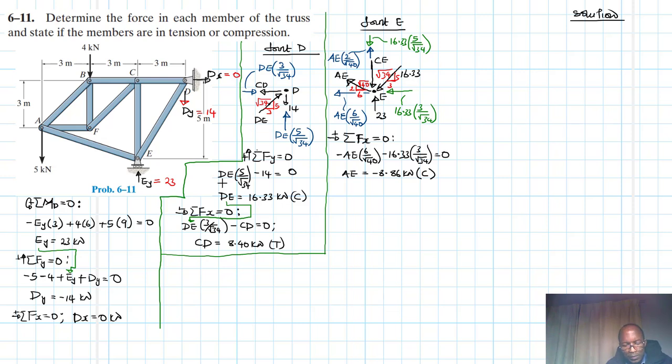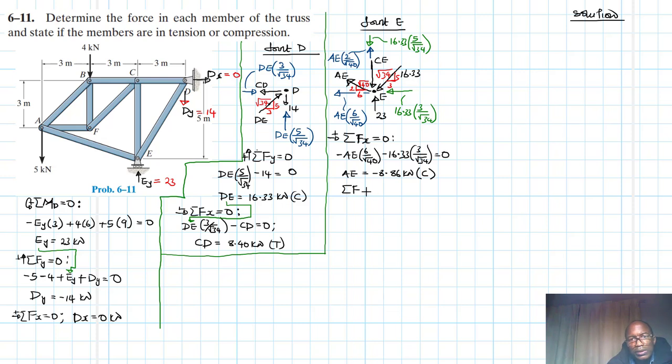Let me check it again. Minus 16.33 by 3 divided by root of 34, and then times root of 40 and divided by 6. Alright, so let's go to the other direction.